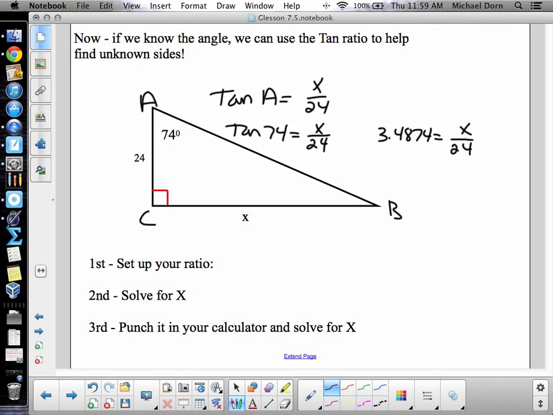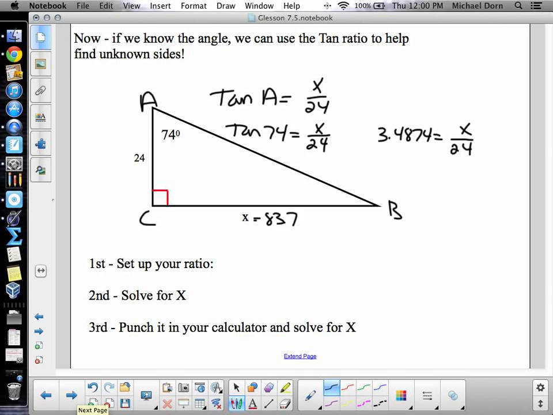Can I solve that equation? Oh, yeah. What are we going to do? Multiply both sides by 24. 3.4874 times 24 gives me 83.7. And I've just found the length of that side of the triangle.